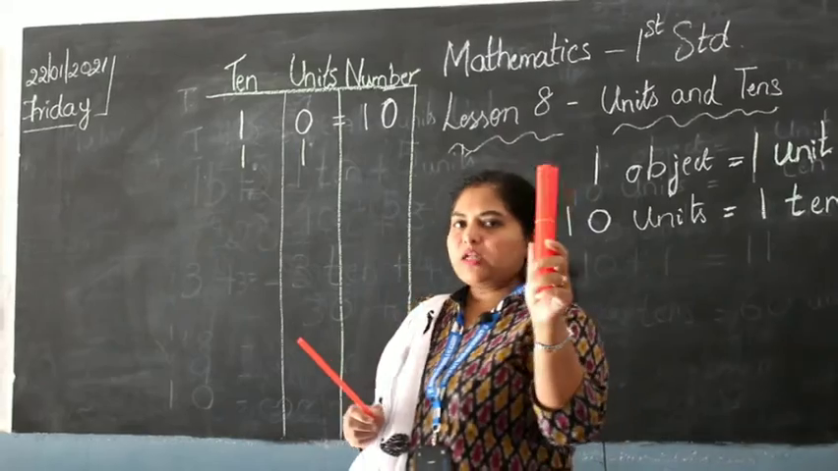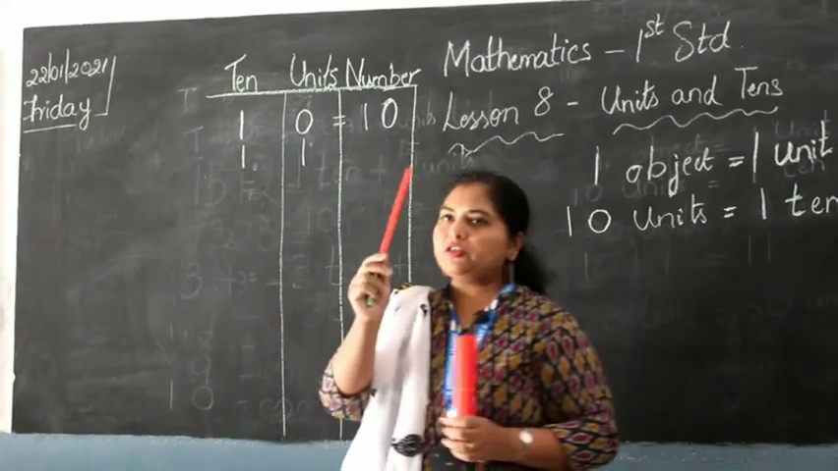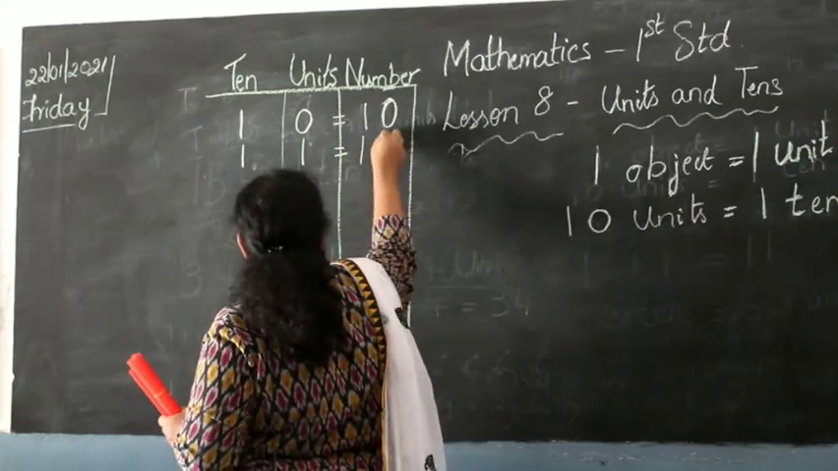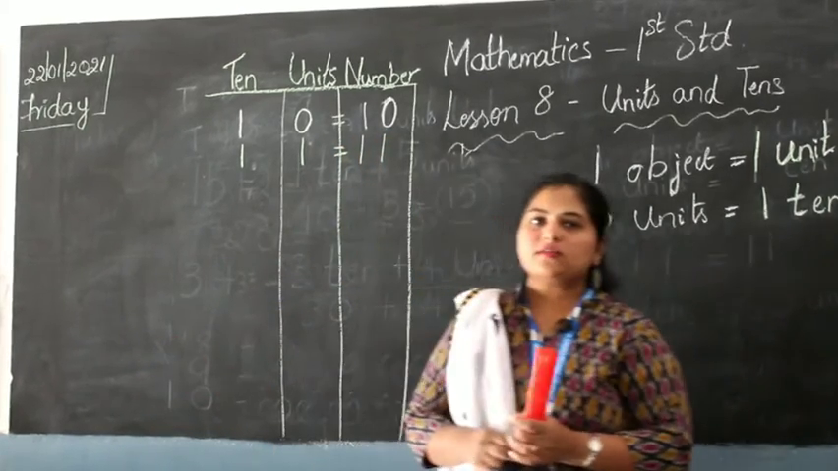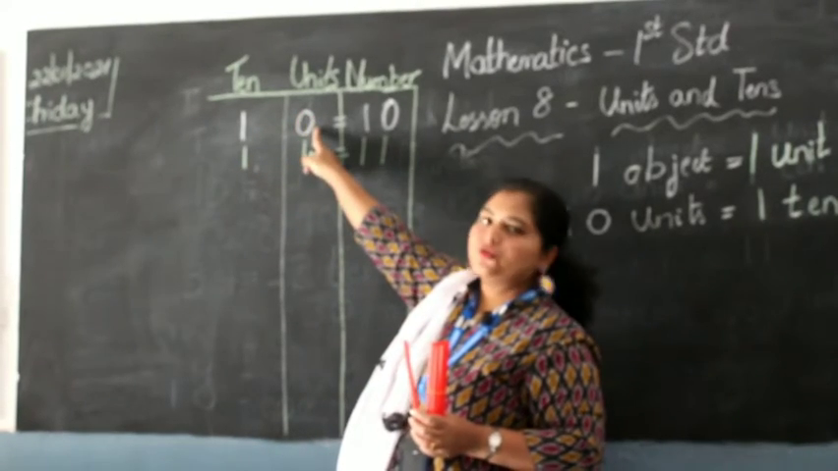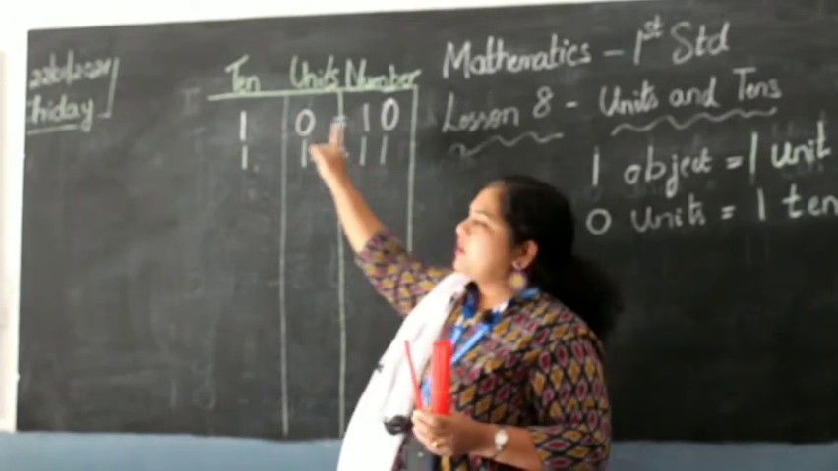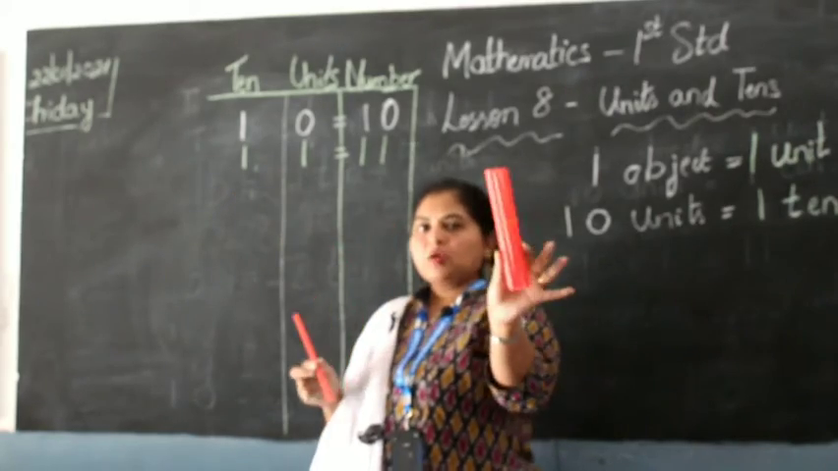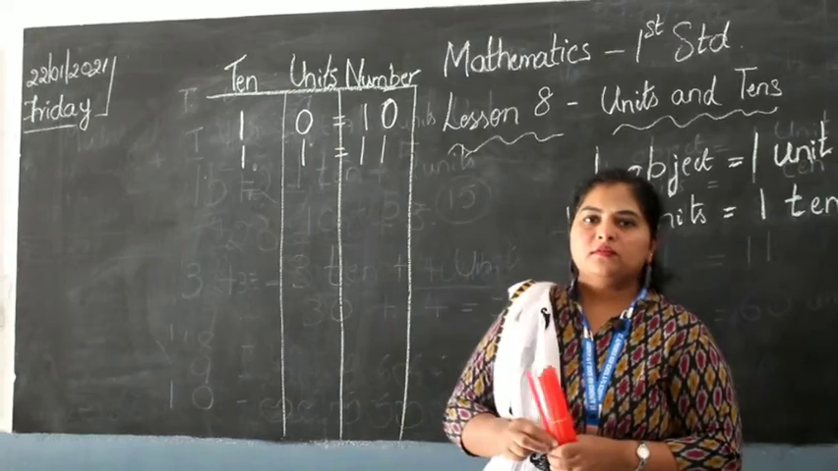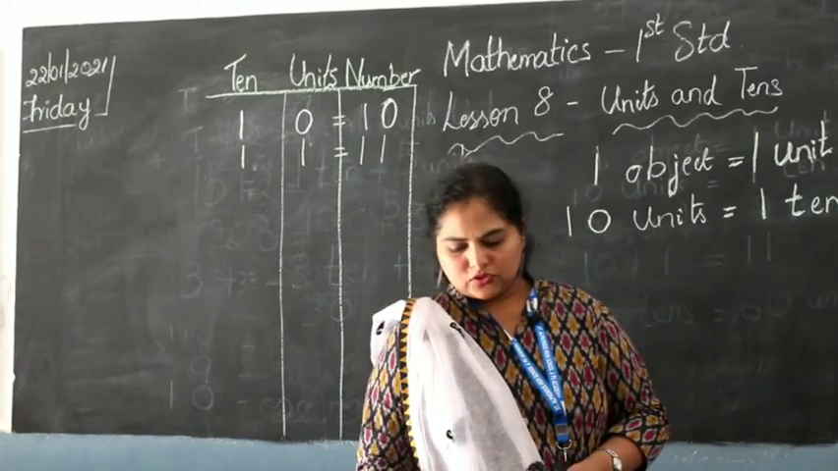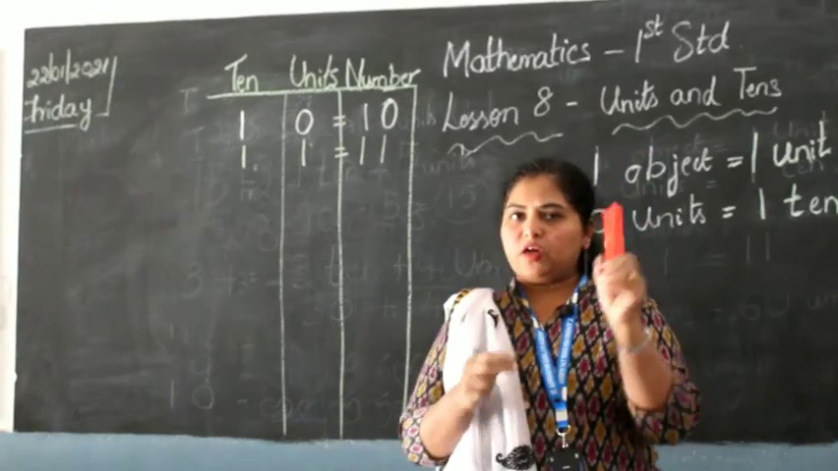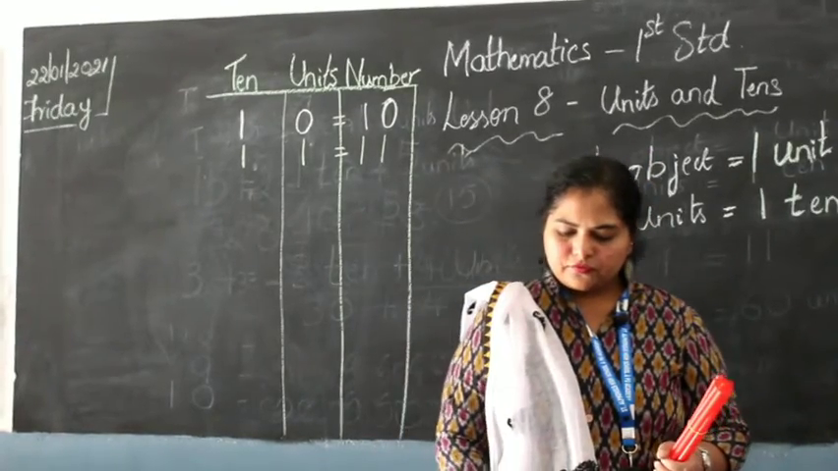Correct? I have 1 ten in my tens column and 1 unit in my units column, which will give me 11 straws. Correct, children? I had 1 ten in my tens column and 0 units. Now I have 1 ten and 1 unit, which will give me 11, or 11 units together.